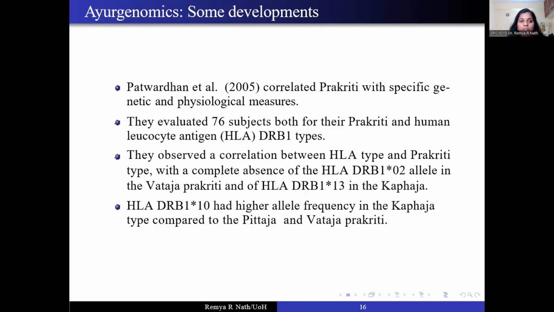Ayurgenomics, some studies. Patwardhan et al. in 2005 correlated Prakriti with specific genetic and physiological measures. They evaluated 76 subjects, both for their Prakriti and human leukocyte antigen DRB1 types. They observed a correlation between HLA type and Prakriti type, with a complete absence of HLA DRB1*02 allele in the Vataja Prakriti and HLA DRB1*13 in the Kaphaja Prakriti. HLA DRB1*10 had higher allele frequency in the Kaphaja type compared to Pittaja and Vataja Prakriti.